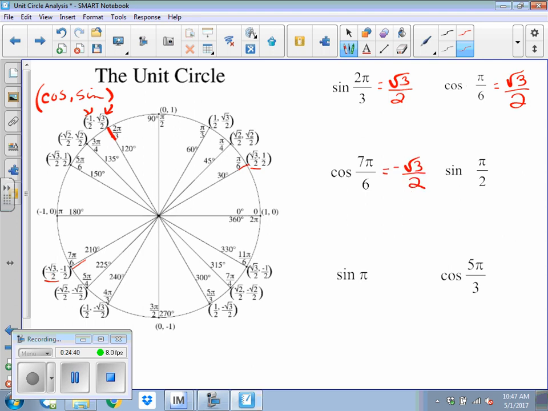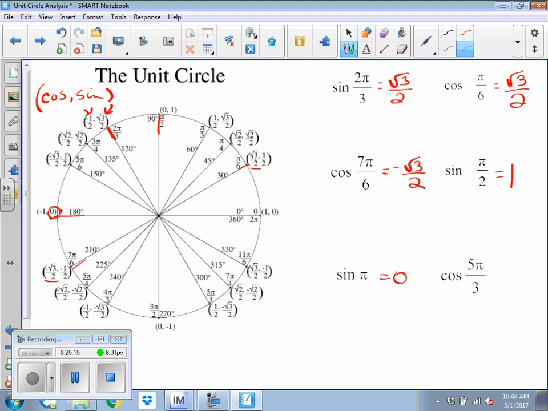Sine of pi over 2. Find pi over 2. What degree is pi over 2? 90. This is pi over 2. Cosine, sine, what is it? 1. Sine of pi. What degree is pi? Good, 180. What is sine? 0.